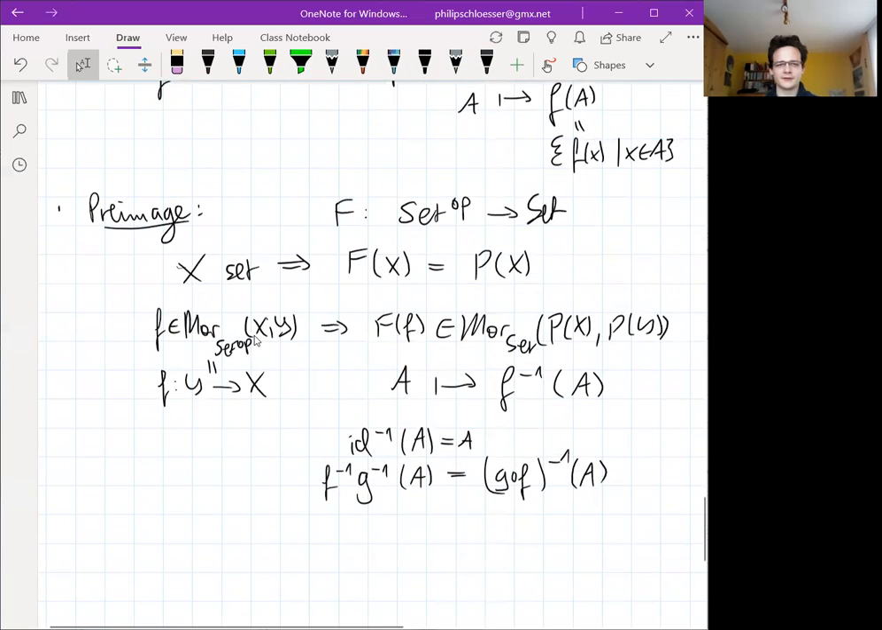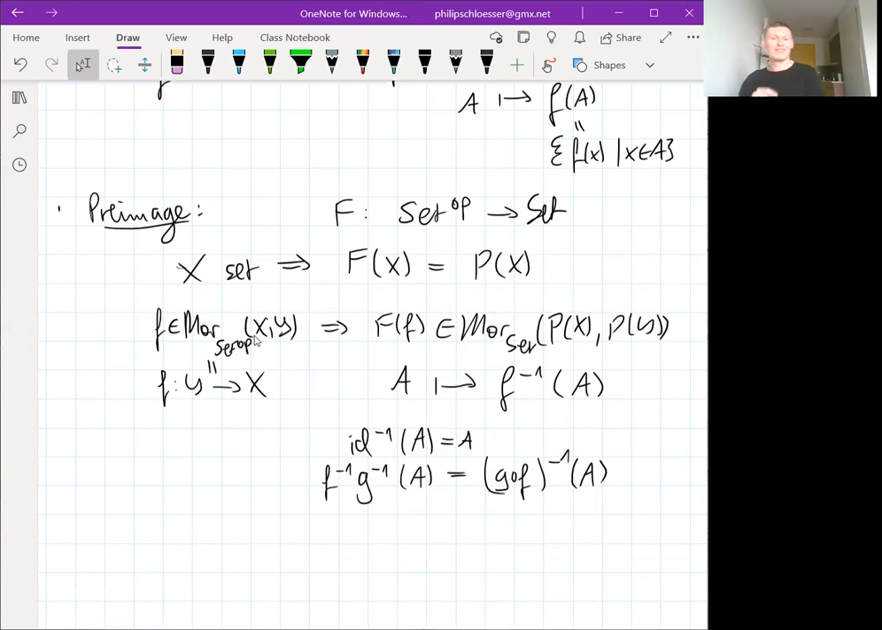I could also define this functor going from Set to Set op, couldn't I? Yeah, sure. I guess it doesn't make any big difference. Doesn't make a big difference, right?